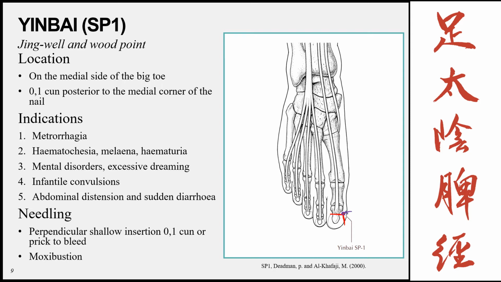This point can be used for metrorrhagia, hematochezia, melena, hematuria, mental disorders, excessive dreaming, infantile convulsions, and abdominal distension or sudden diarrhea. Our insertion is a perpendicular shallow insertion 0.1 tsün, or we can prick this point to bleed. We can also use moxibustion on this point.